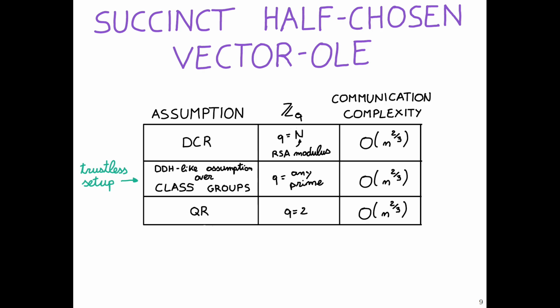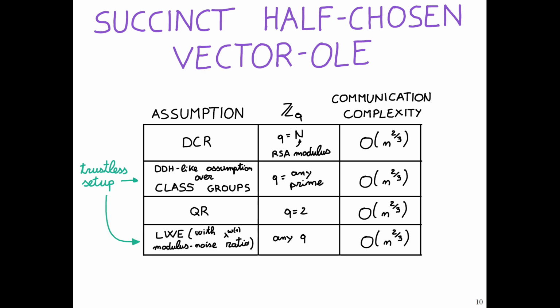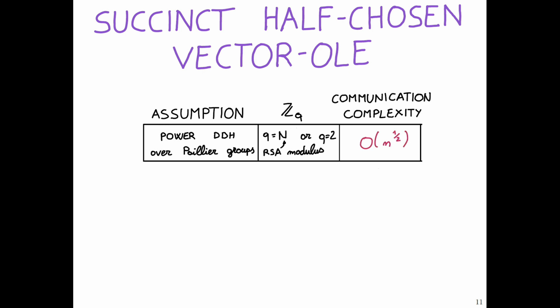For succinct HSS, we need outputs in a large ring, so we'll focus on the DDH and DCR constructions, but not QR. We also showed how to build this from LWE. And we found several stronger assumptions that let us reduce this communication complexity to get alpha of 1/2 rather than 2/3.